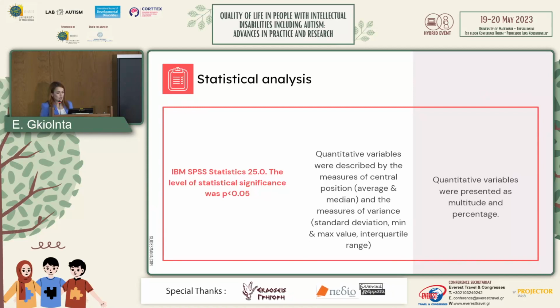A statistical analysis was made with a very well-known program, SPSS. The level of statistical significance was 0.05. The quantitative variables were described by the measures of central position and the measures of variance and standard deviation, minimum and maximum value, and interquartile range. The qualitative variables were presented as multitude and percentage.